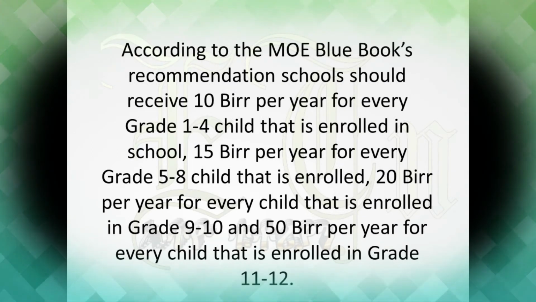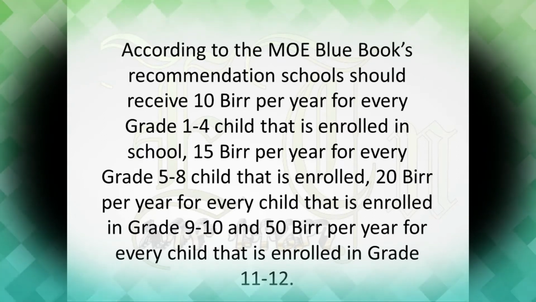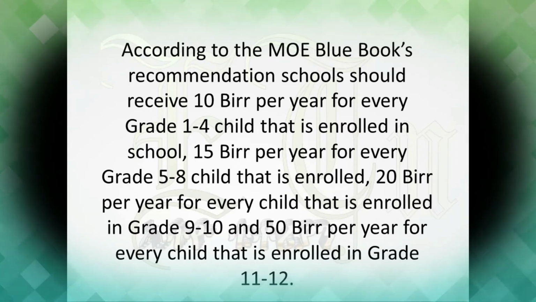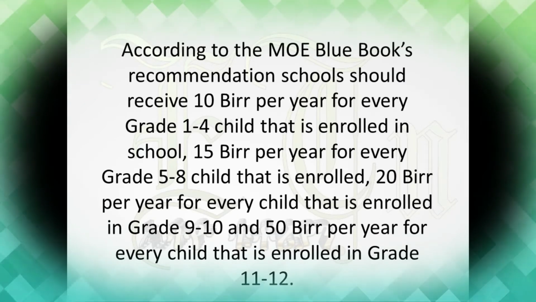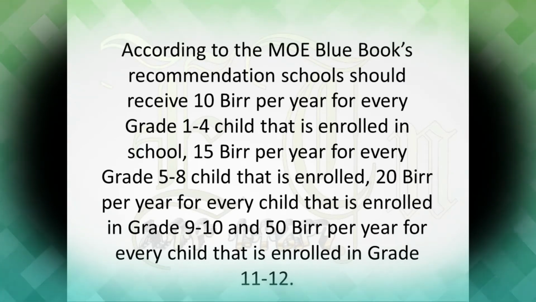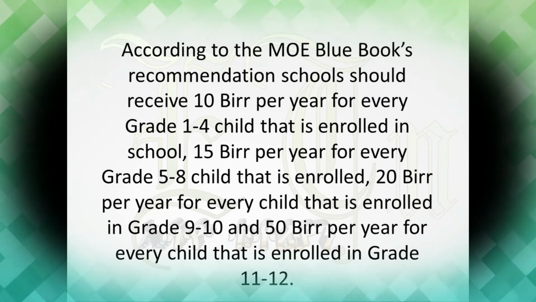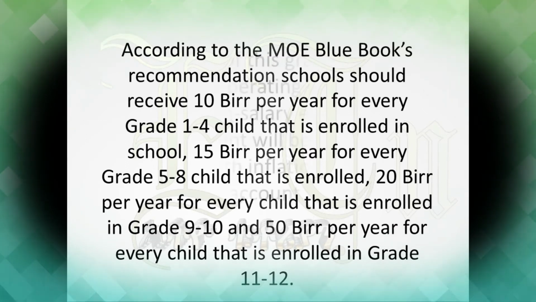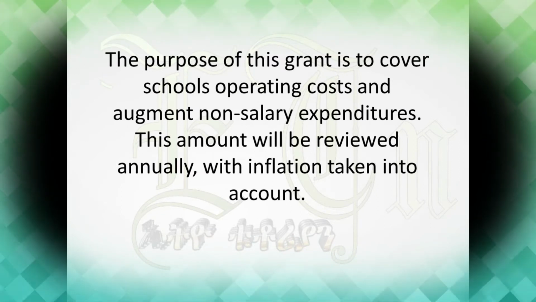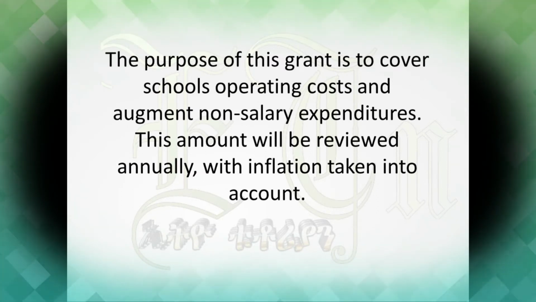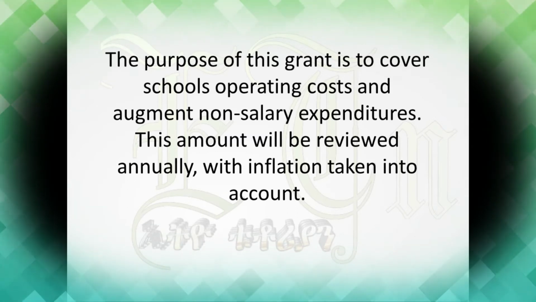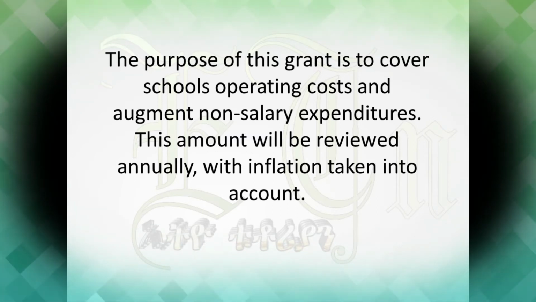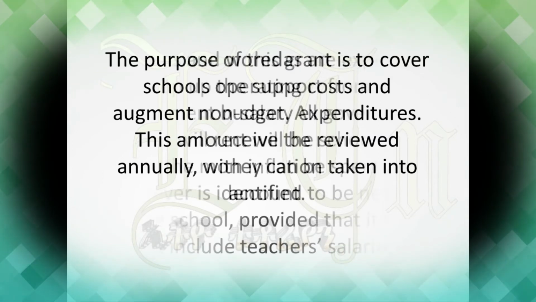According to the MOE Blue Book's recommendations, schools should receive 10 birr per year for every grade 1 to 4 child that is enrolled in school, 15 birr per year for every grade 5 to 8 child that is enrolled, 20 birr per year for every child that is enrolled in grade 9 to 10 and 50 birr per year for every child that is enrolled in grade 11 to 12. The purpose of this grant is to cover schools' operating costs and augment non-salary expenditures. This amount will be reviewed annually, with inflation taken into account.